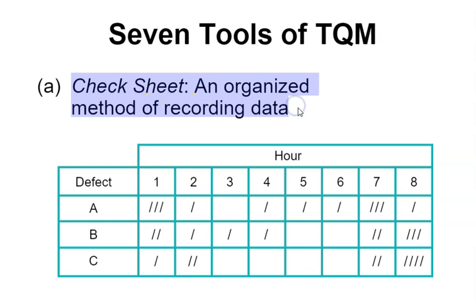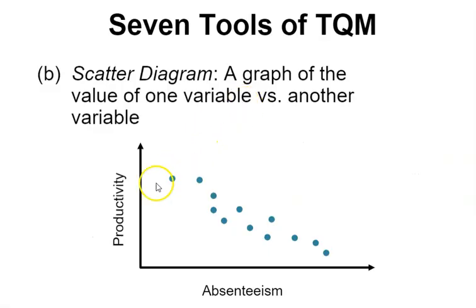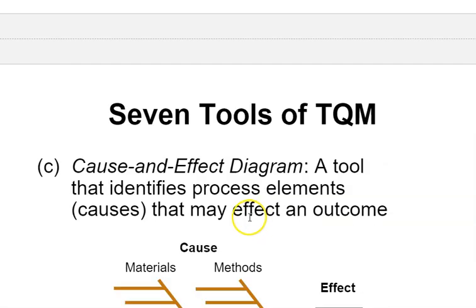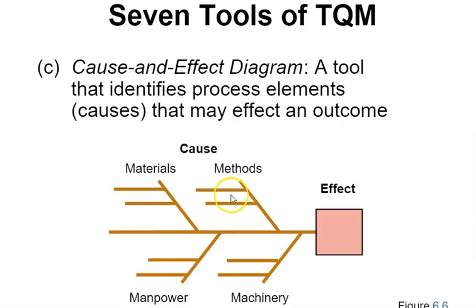An organized method of recording data. Of course, these days these are less used, and automation has actually changed a lot of things. We have these check sheets available on computer, and normally by some sensors, you get the information that you need. Scatter plots, like the relation between productivity and absenteeism. The more absenteeism you have, the lower the productivity, and it can help you to improve productivity, right?